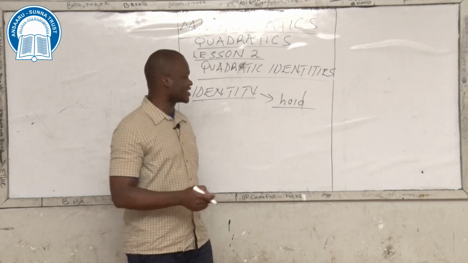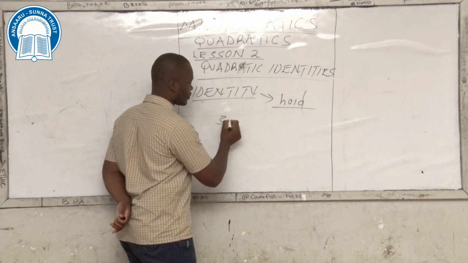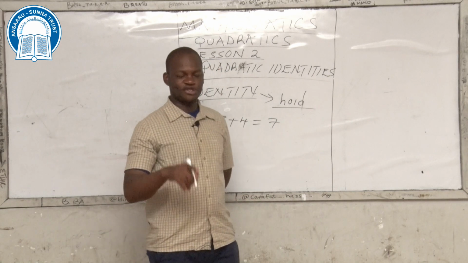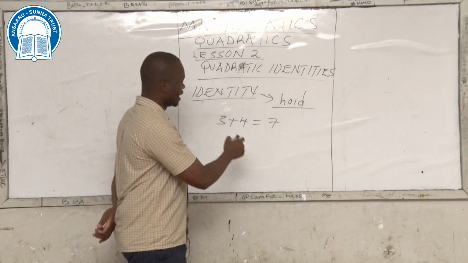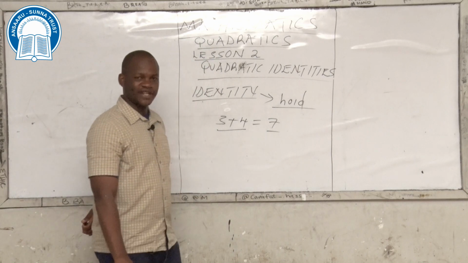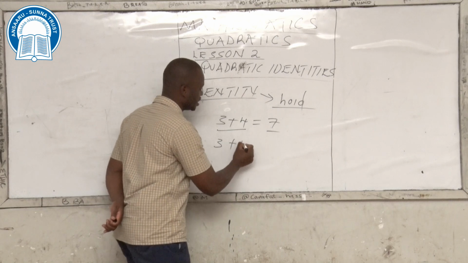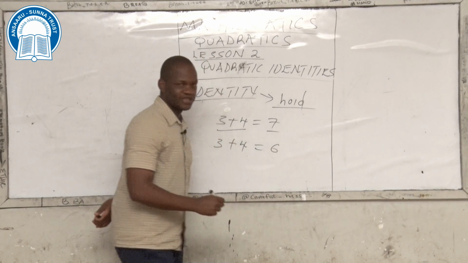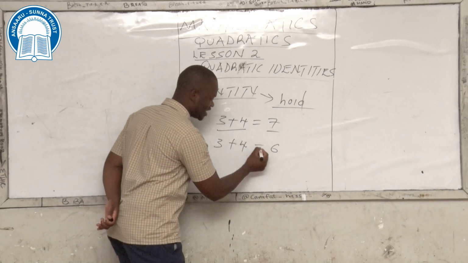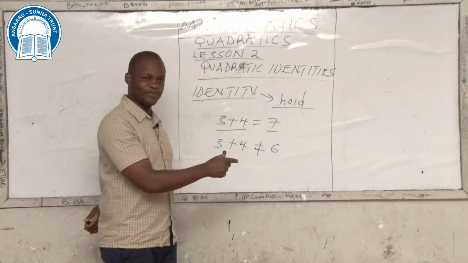Of course, we have what we call a false and true equation. If I have 3 plus 4 is equal to 7, we call this a true equation. Why? Whatever is on this side is actually equal to whatever is on the other side. But the moment I have 3 plus 4 is equal to 6, of course, we know that 3 plus 4 is not equal to 6. Therefore, I should put that symbol to mean 3 plus 4 is not equal to 6.